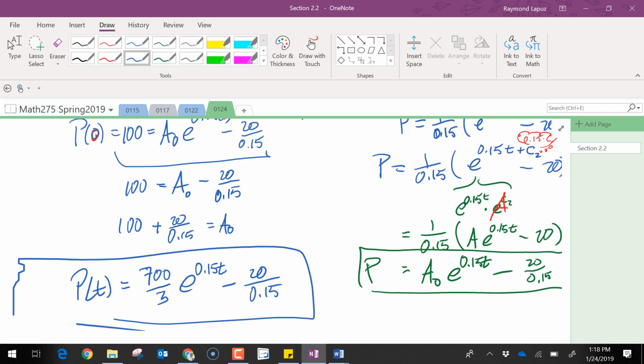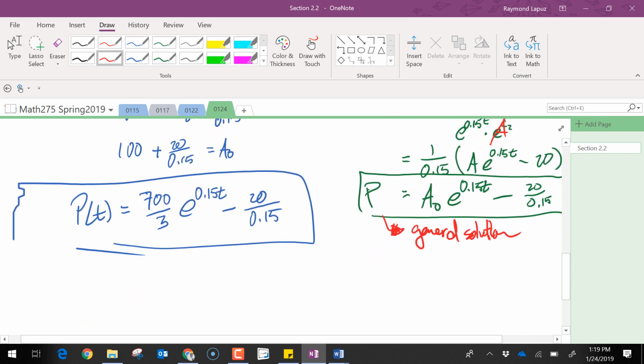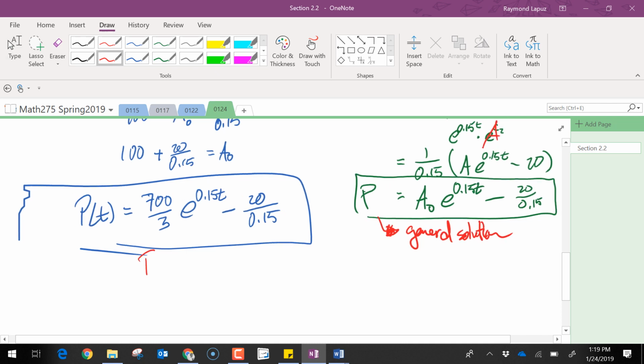This is your particular solution. So let's label these things. This answer that we got here was our general solution. And the general solutions tend to have your arbitrary constant that we haven't solved for yet. And here, after we have solved for your arbitrary constant, we get your particular solution. And then there we have it.